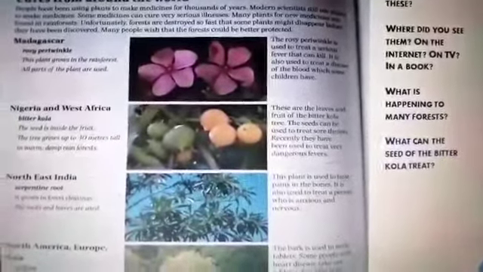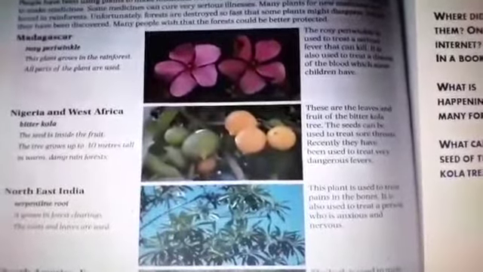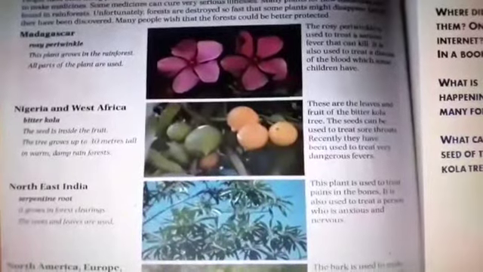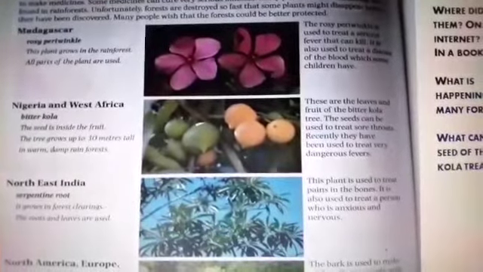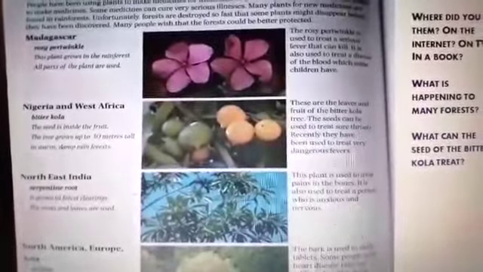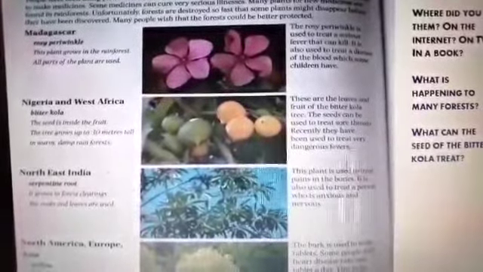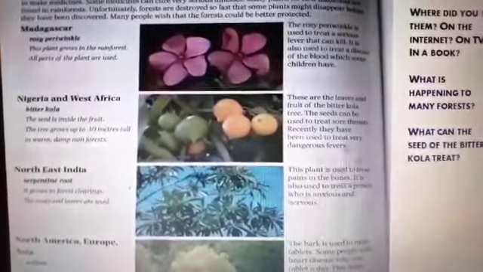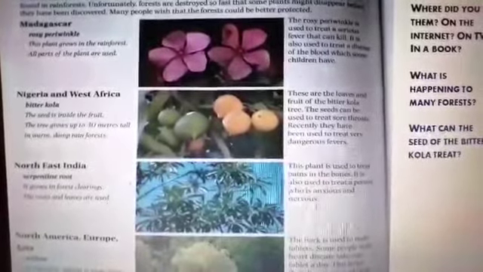Madagascar. Rosy periwinkle. This plant grows in the rainforest. All parts of the plant are used. The rosy periwinkle is used to treat a serious fever that can kill. It is also used to treat a disease of the blood, which some children have.